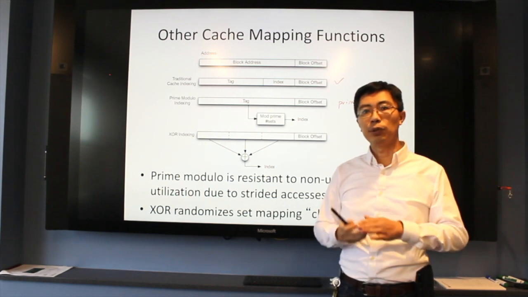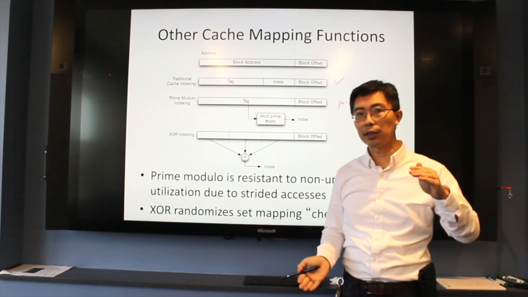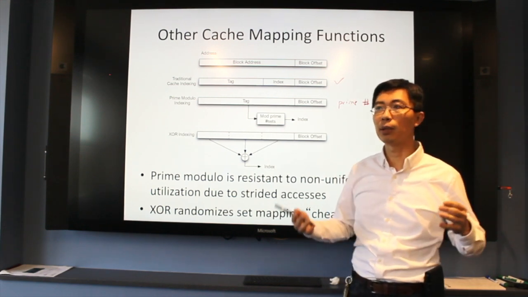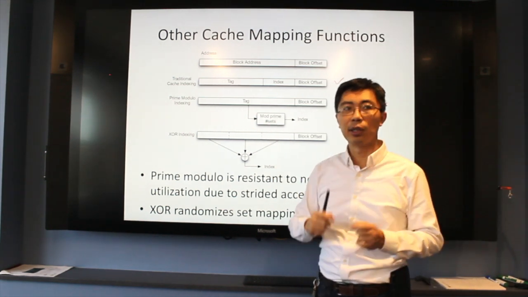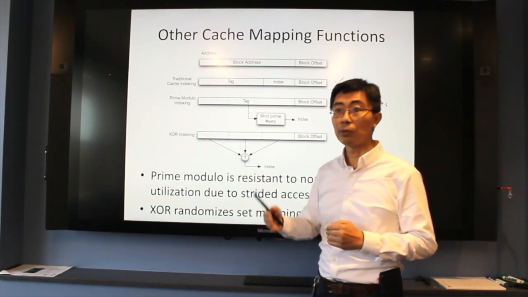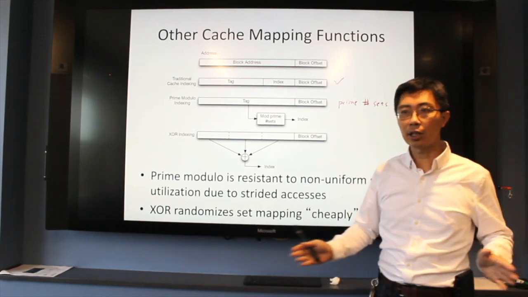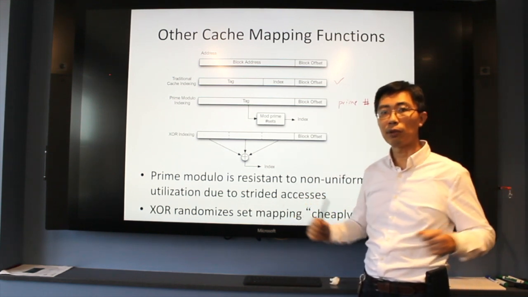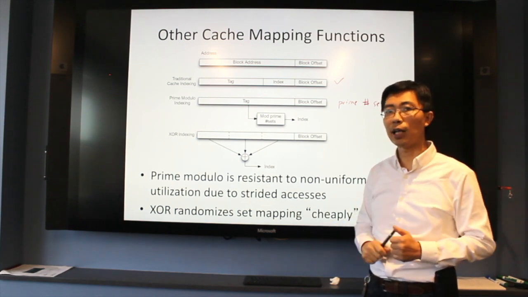Programmers sometimes allocate arrays or matrices whose sizes are a power of 2, or maybe not a power of 2, but not prime relative to the number of sets. If you have striding accesses, you're going to be accessing certain sets but not others. So the cache is not fully utilized, or the sets don't receive the same number of accesses. You overutilize some sets and underutilize others.